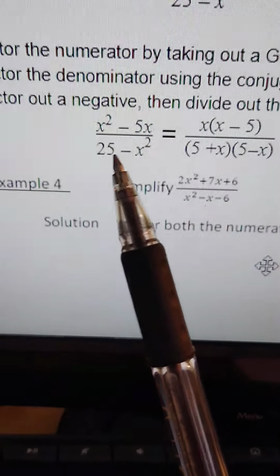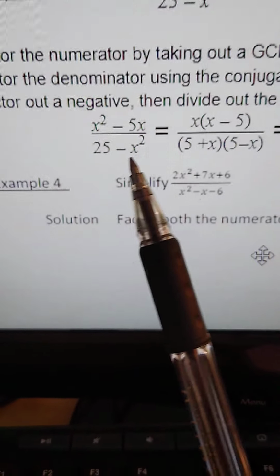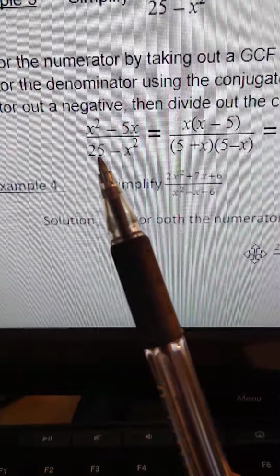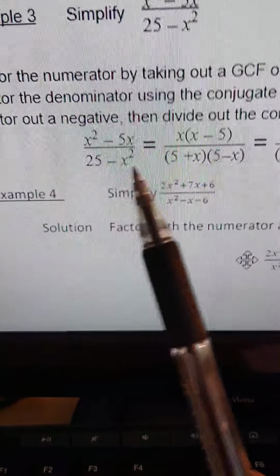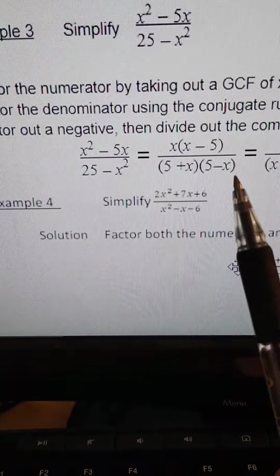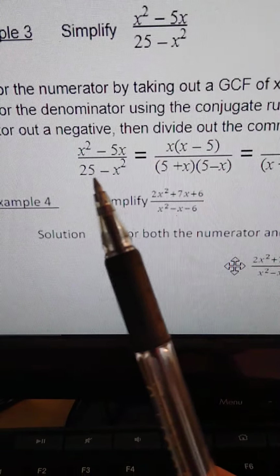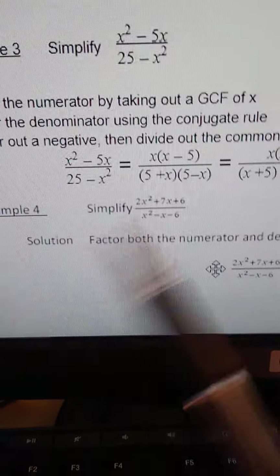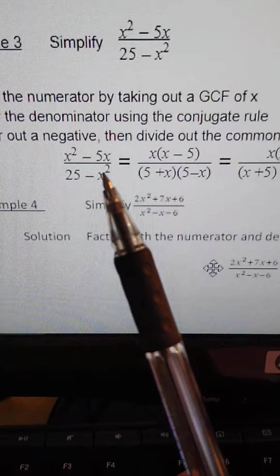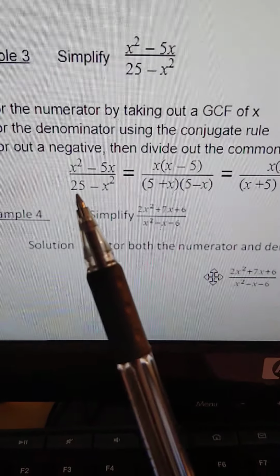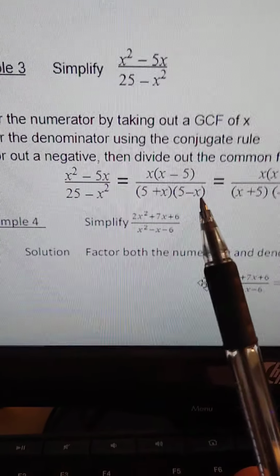Now in the denominator, I have a conjugate rule. It's backwards, but it's a conjugate rule. These are perfect squares, so I would have 5 plus x and 5 minus x. I have to keep the same order. You know, you can't subtract in a different order and have the same answer. The order matters with subtraction. So I need to leave this as 5 plus x, 5 minus x.